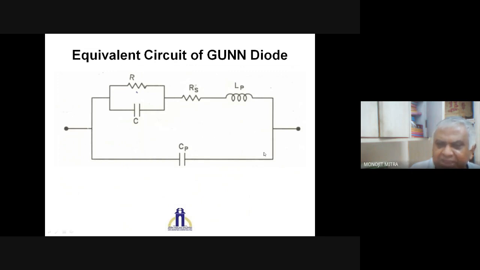So Cp is the package capacitance that is coming across the device, and these are the equivalent resistance, capacitance, and inductance. And probably you can recapitulate that whenever you draw the equivalent circuit, repeatedly I'm telling you in each and every class, unless and until you write below that what is R, what is C, what is Rs, what is L, you cannot get full marks. You should be careful about that. If you only draw the equivalent circuit, if 1 mark or 2 marks is there for that, you will get only 1 or half.